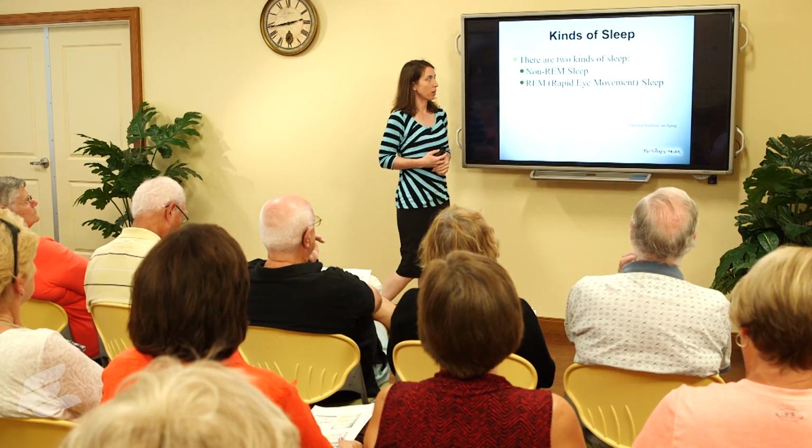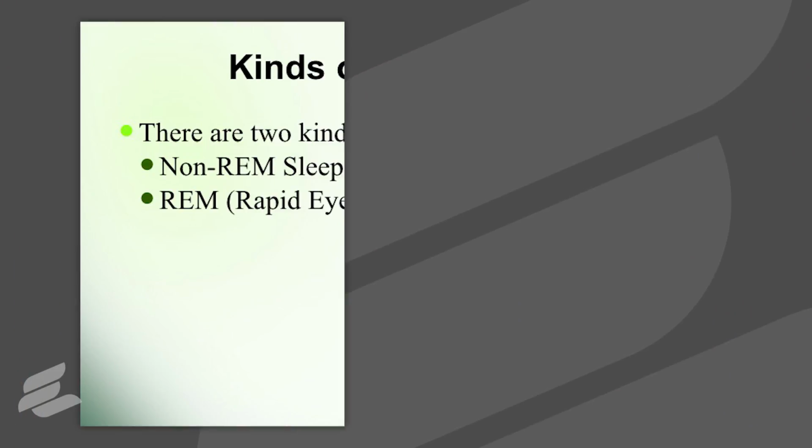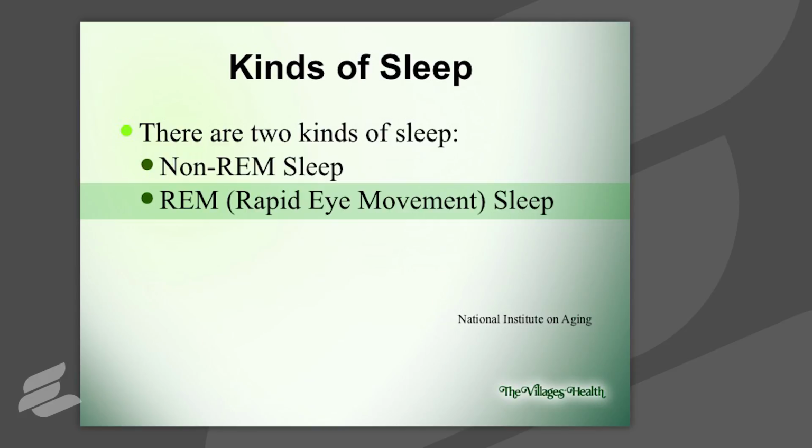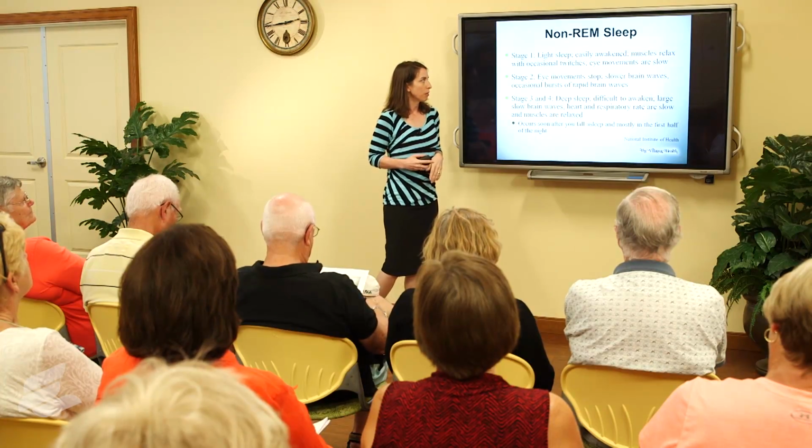Let me give you some background on sleep. There's two main categories. We have non-REM sleep and then REM sleep. And REM stands for rapid eye movement. Okay? So the non-REM sleep is what we hit first. So let's talk about that first.